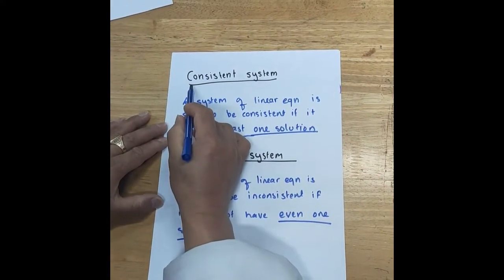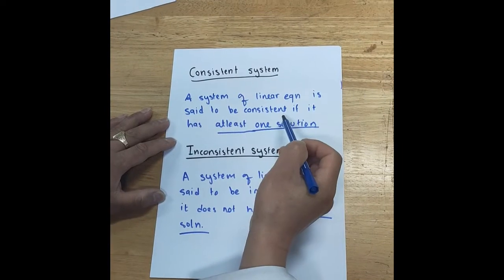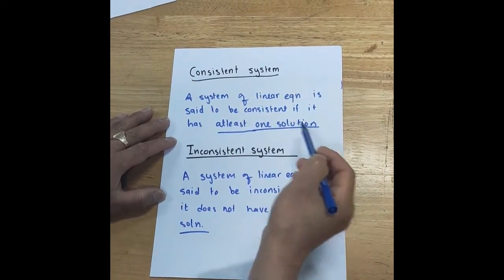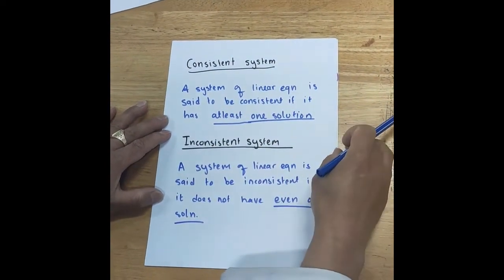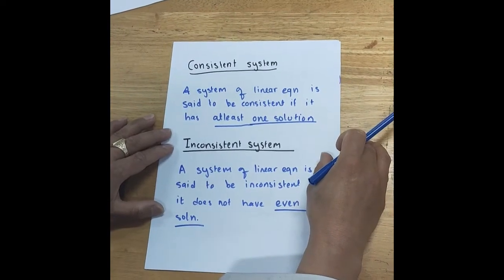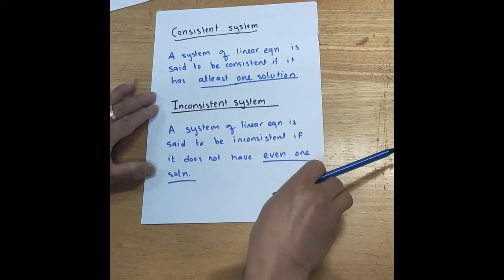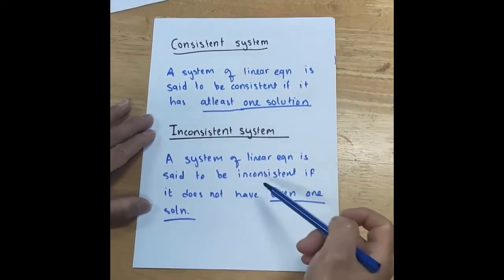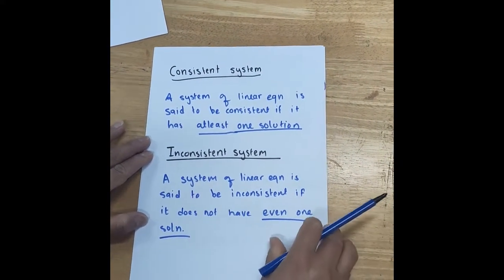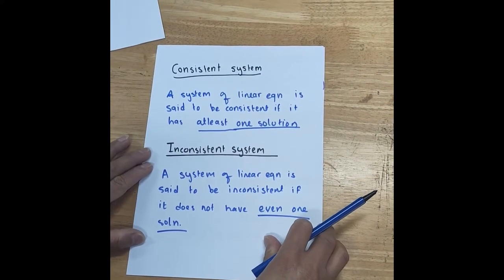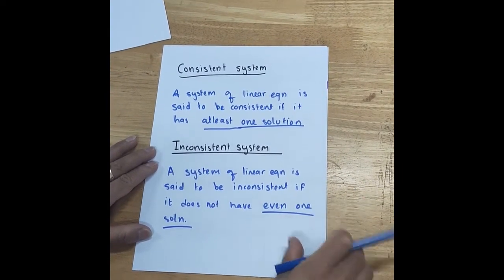So what is meant by consistent system? A system of linear equations is said to be consistent if it has at least one solution. That means any system of linear equations with at least one solution is said to be a consistent system. Next, what is meant by inconsistent system? A system of linear equations is said to be inconsistent if it does not have even one solution. That means any system of linear equations that does not have a single solution is said to be inconsistent.